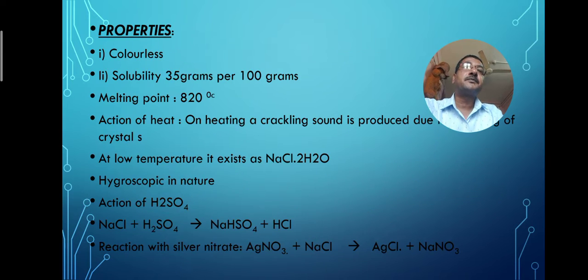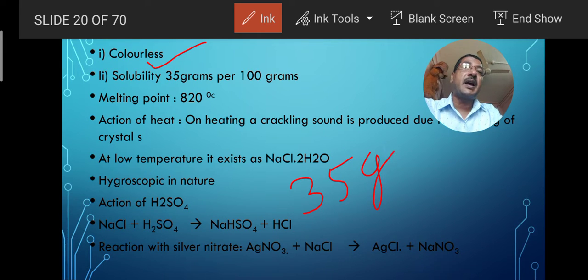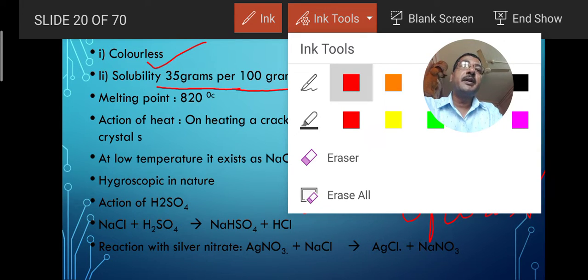Next are the properties. What are the properties of this common salt? Number one, it is a colorless solid. If you talk about its solubility, then 35 grams of this salt can be dissolved in 100 grams of water. So this is the solubility of common salt, 35 grams per 100 grams.